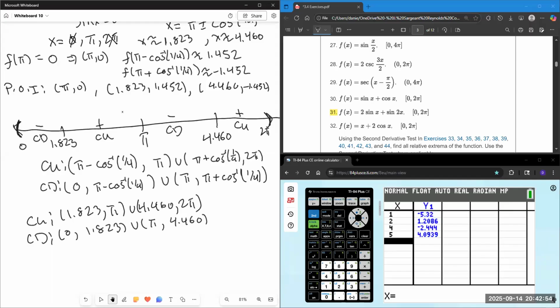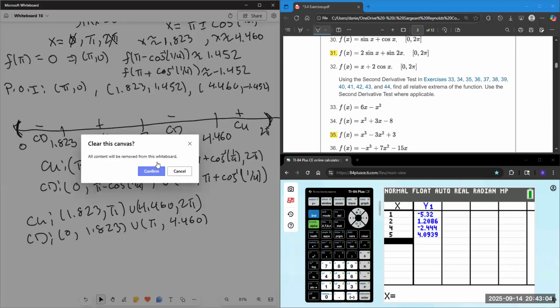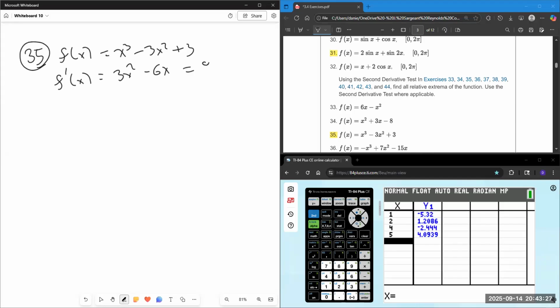Let's move on now to 35. And we're going to use the second derivative test to find extrema if we can. So the main issue with using the second derivative test is going to be if the second derivative is undefined. Then we'll need to go back and use the first derivative test. That won't happen on this smooth curve though. It's a polynomial. So I need to set this equal to 0 to find my critical numbers.